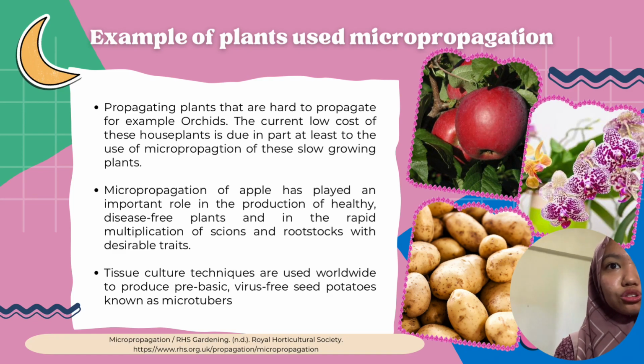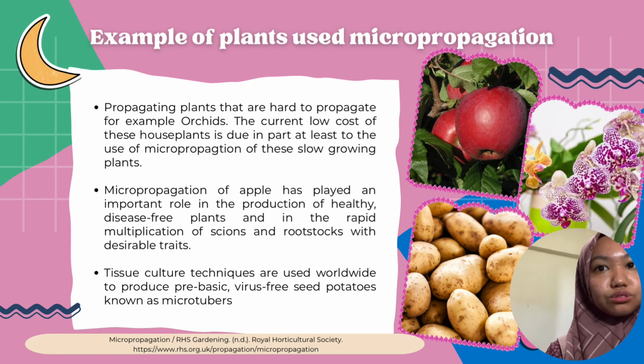Propagating plants that are hard to propagate, for example, orchid. The current low cost of this houseplant is due in part at least to the use of micropropagation of these slow-growing plants. Micropropagation of apple has played an important role in the production of healthy, disease-free plants and in the rapid multiplication of scions and rootstock with desirable traits. Tissue culture techniques are used worldwide to produce pre-basic, virus-free seed potatoes known as microtubers.